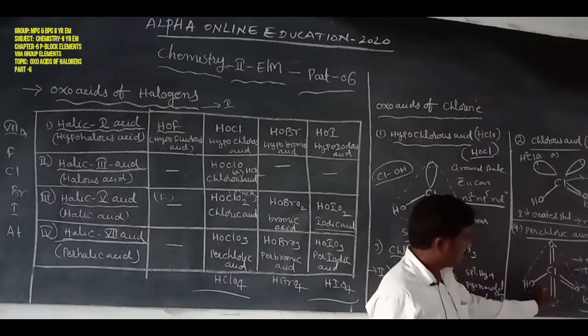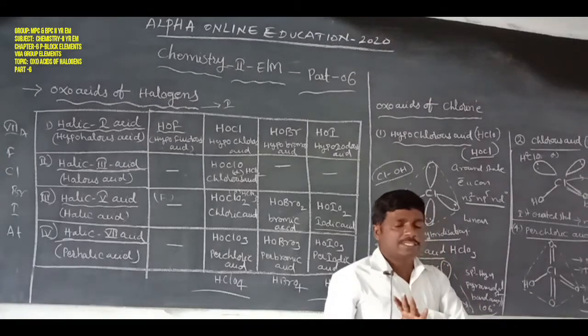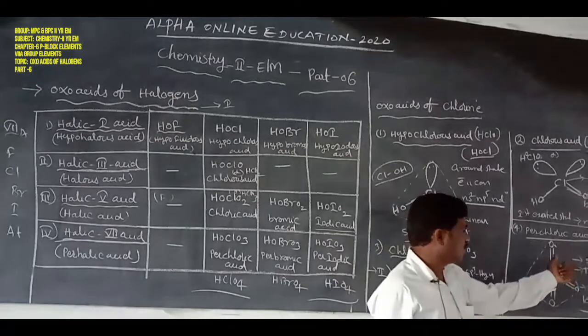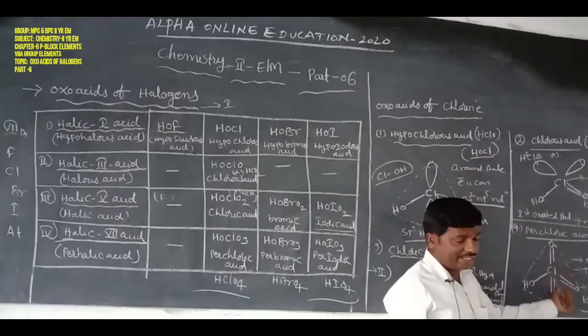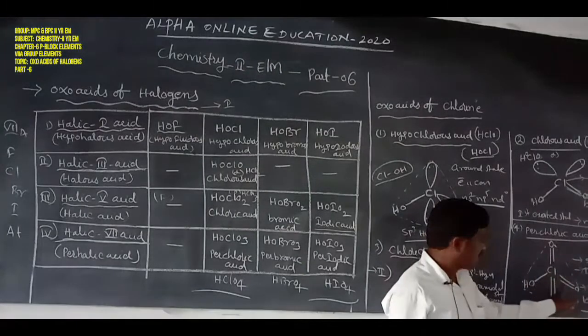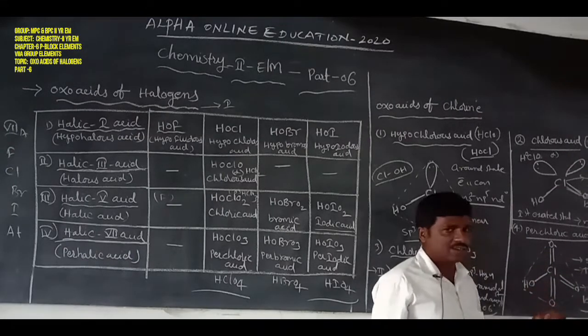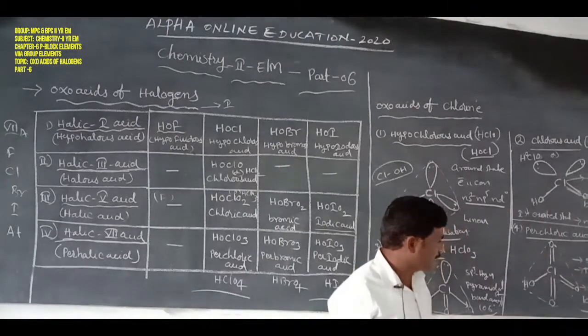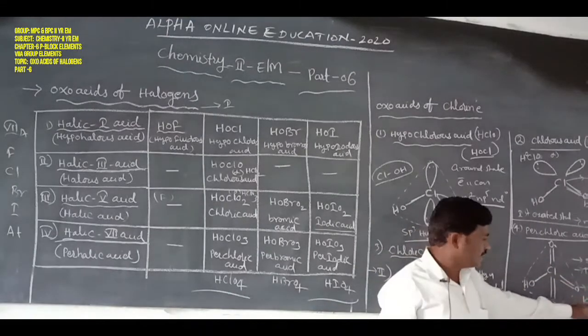Chlorine undergoes sp3 hybridization, forming 4 sp3 hybrid orbitals. These are 4 bond pairs of electrons, so it has a tetrahedral structure. 1, 2, 3, 4: four bond pairs bonding with the oxygen atoms and OH. That is also known as a tetrahedral structure. The bond angle is 109 degrees.